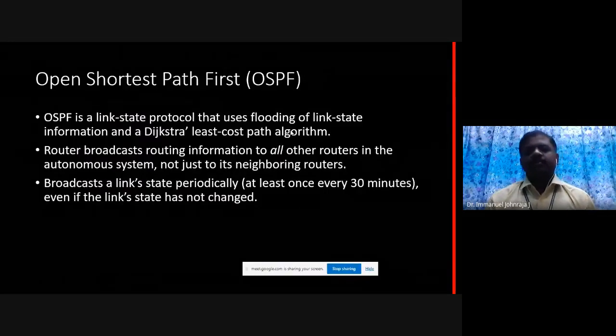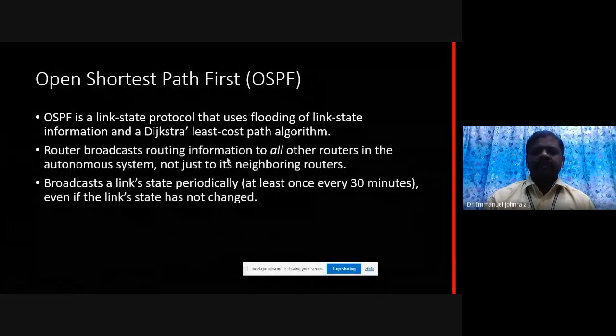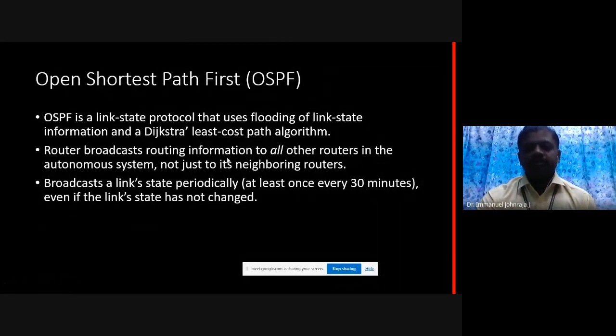Then comes Open Shortest Path First. First, Dijkstra's shortest path algorithm comes into the picture. Here, the router broadcasts the routing information to all the routers, not just the neighboring routers. That's the keyword, because in the distance vector routing protocol, they exchange the routing information with their neighboring routers. Periodic updates are also sent every 30 minutes, even if the link state has not changed. But whenever there is a change in the link, the link state information is updated using LSU packets, link state update packets, if you learn about OSPF in detail.